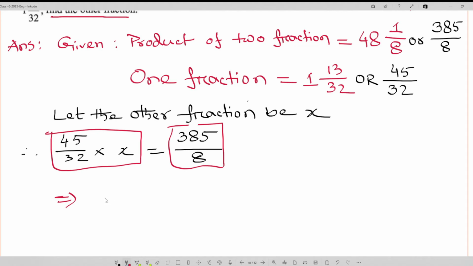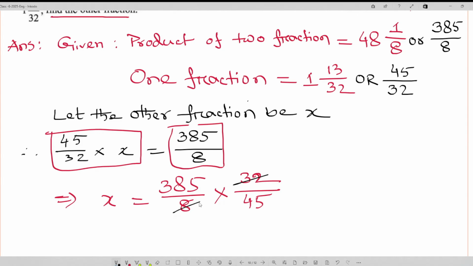So we can write x equals 385 divided by 8, then times 32 will become numerator and denominator will be 45. Okay, now look, this one we can do 32 divided by 8, so here is 4 and here is 1.